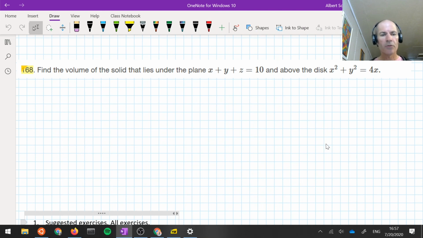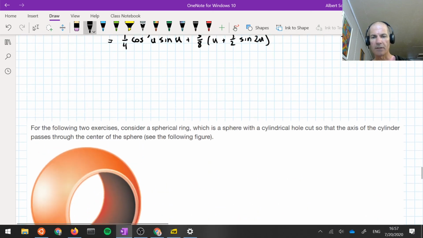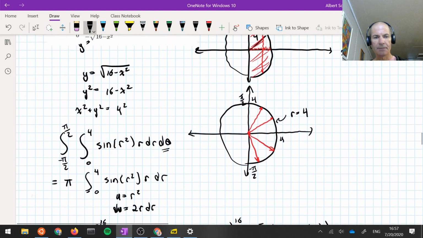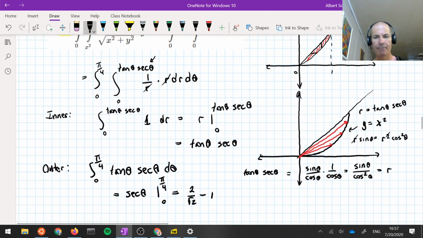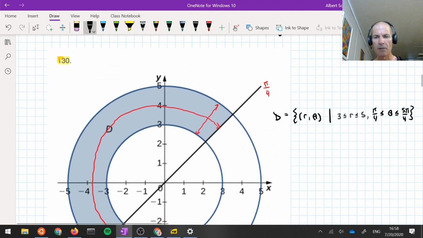Okay, so we want to find the volume of the solid that lies under this plane. The first thing you need to do is kind of get a grip on what the domain of integration is. So in this case, we see x squared plus y squared equals 4x. And again, this is a complete the square, and we actually did this one earlier. Let me see if I can find it quickly here. This guy here. No, not that guy. Gosh, where was that? We did a lot of work today. Oh well, giving up.